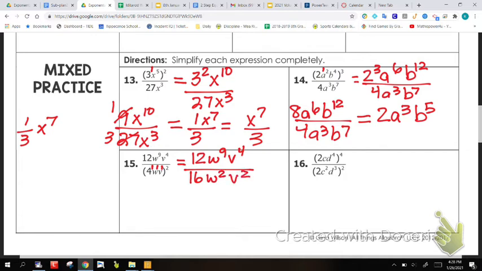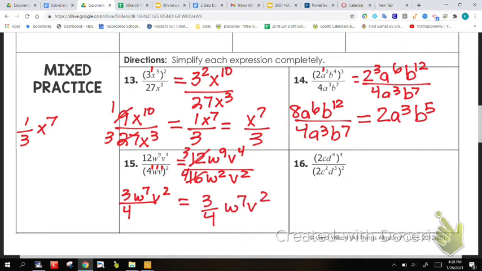Now I'm going to use my quotient rule. The 12/16ths, remember, just reduce that like a fraction. They can both divide by 4. So I'm going to have 3 on top, 4 on bottom. w to the 9th divided by w to the 2nd is w to the 7th. v to the 4th divided by v to the 2nd is v to the 2nd. Subtract those exponents. You could also write it with the 3/4 out separately.